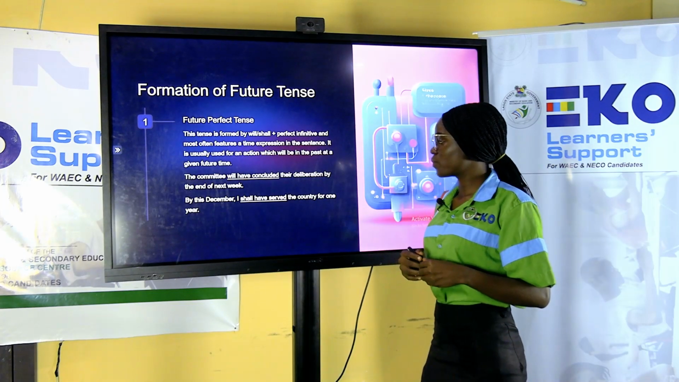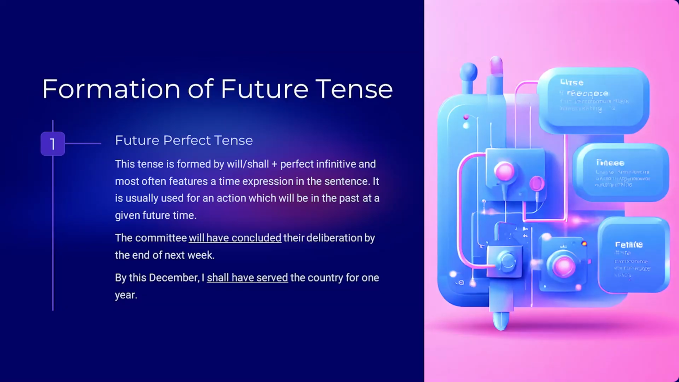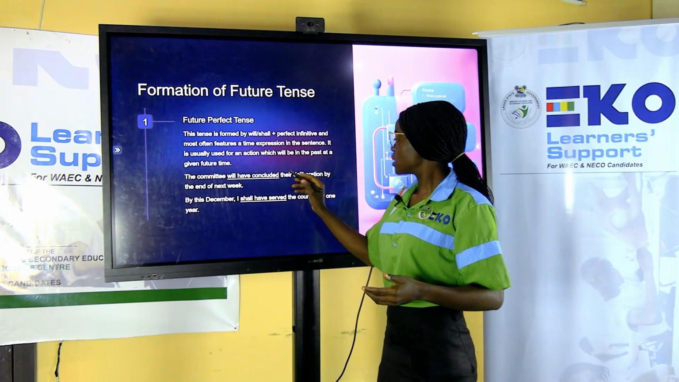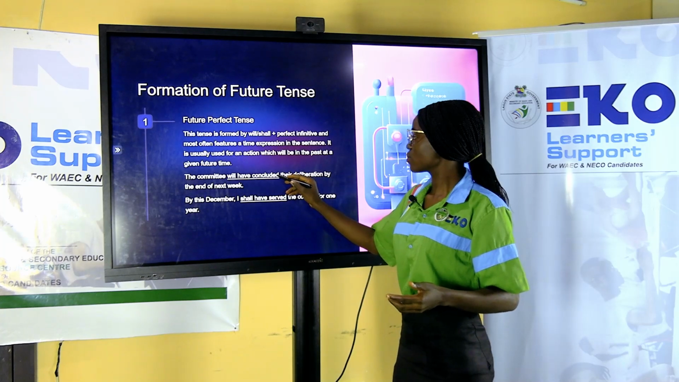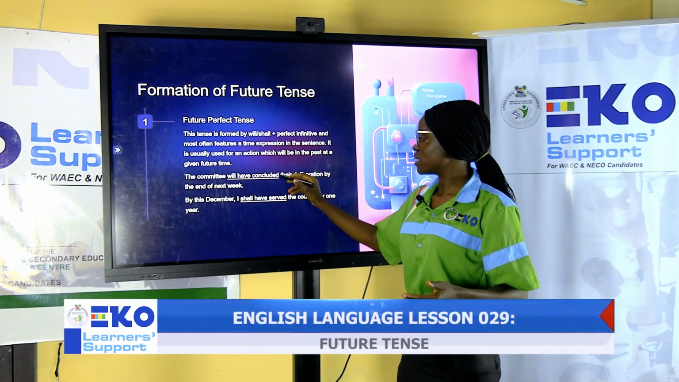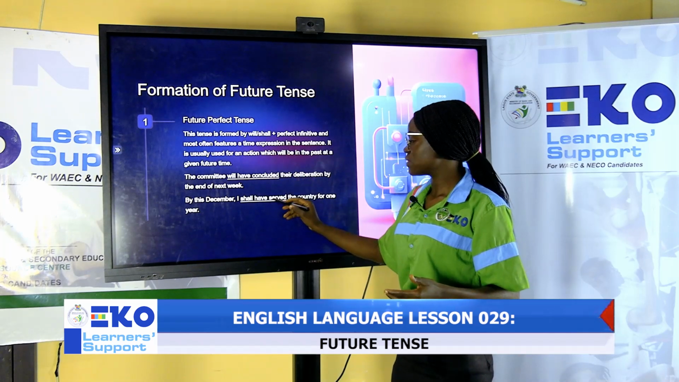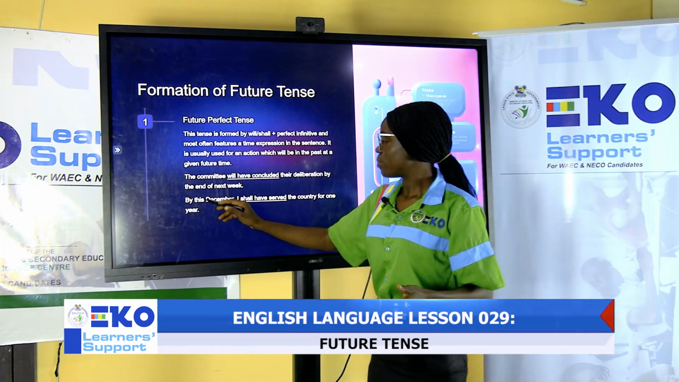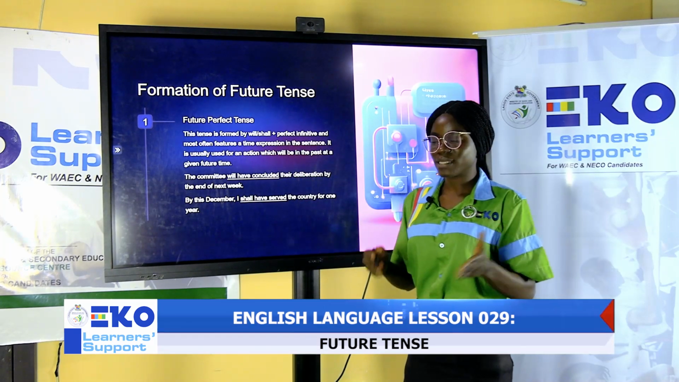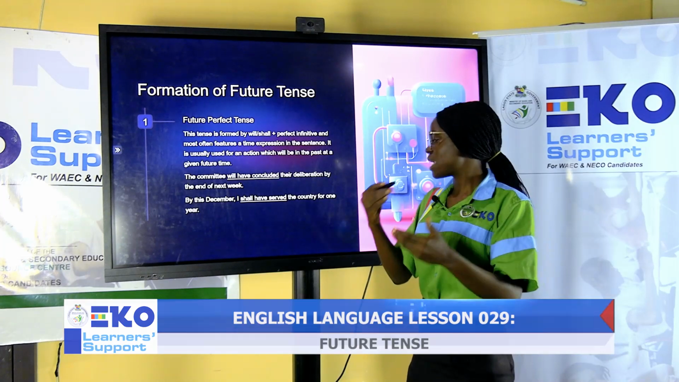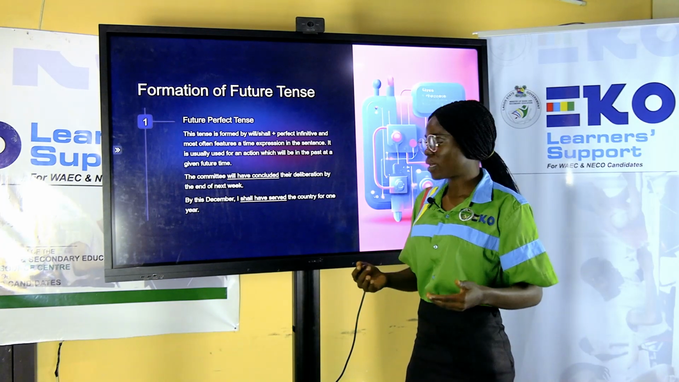Look at the example. Example 1. The committee will have concluded their deliberation by the end of the week. Take note, look at the perfect tense that was used here: have concluded. Another example: by this December, I shall have served the country for 1 year.